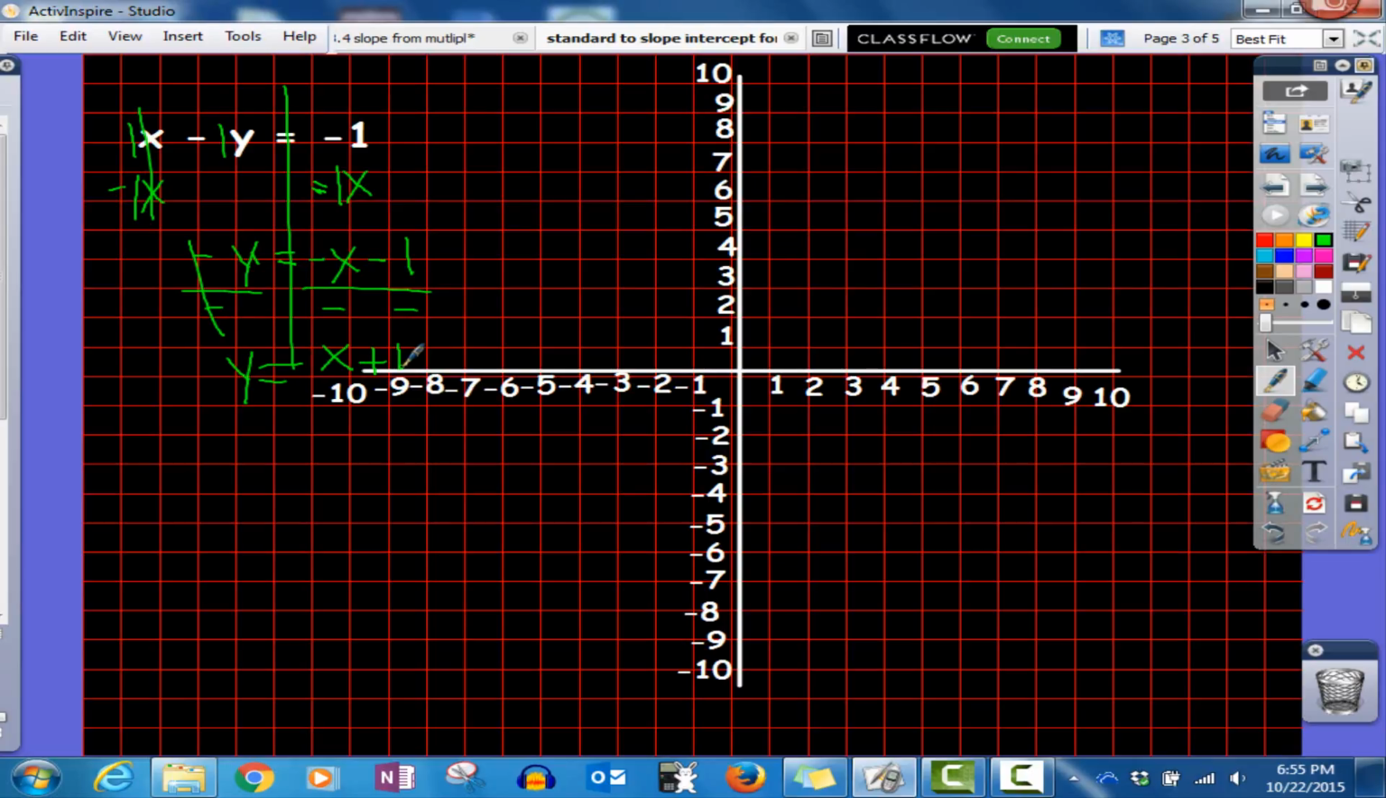So in this case, let's go ahead and graph it. It starts with plus 1. Again, I want to go with my slope. It's a positive slope, so I can go up 1, over 1, up 1, over 1, up 1, over 1, or I can go down 1, over 1, down 1, over 1, and continue. Remember, because lines go on and on forever. And that is x minus y equals negative 1 in slope-intercept form.